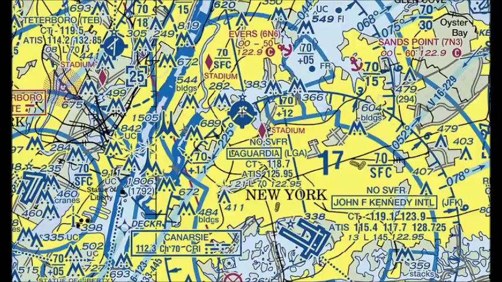This is Kieno with STEMwithKieno.com, and today I'd like to do a tutorial on navigation. Radio navigation and pilotage is what we're going to be using for this simulated trip. The trip is going to originate at LaGuardia Airport. The airport identifier is LGA, Lima Golf Alpha.